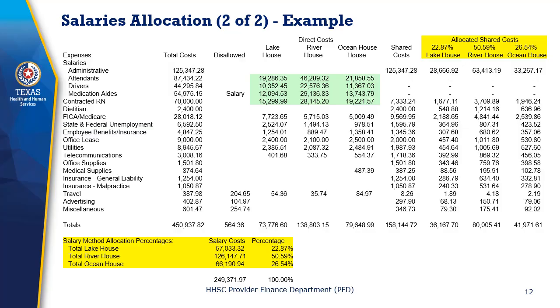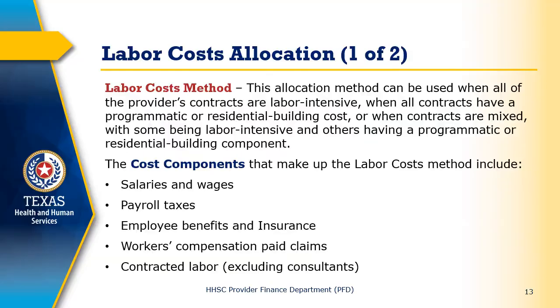Similar to the units of service allocation, to determine the allocated shared costs, you will multiply the shared costs by the allocated percentage of each business component per expense type.